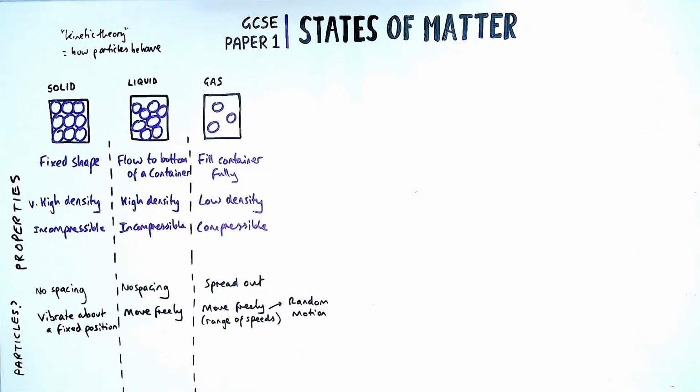The arrangement of particles comes up quite a lot in papers. In a solid, the particles have a regular pattern. You could say they're in rows and columns. In a liquid, there is no pattern or an irregular pattern, and the same applies to gases.